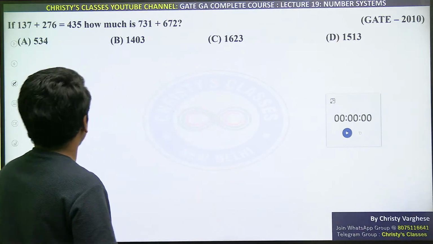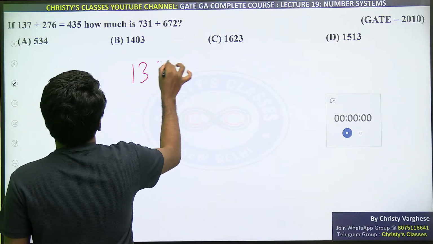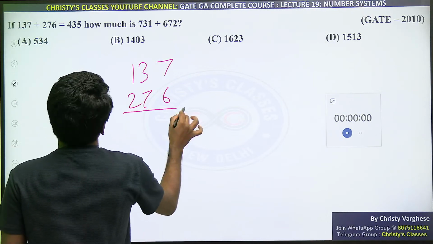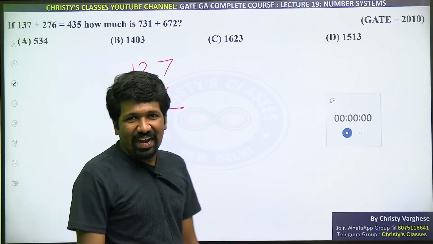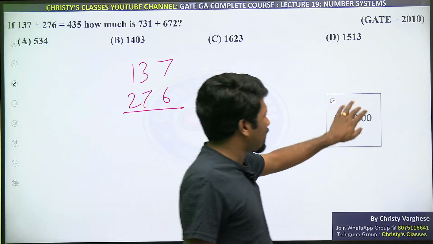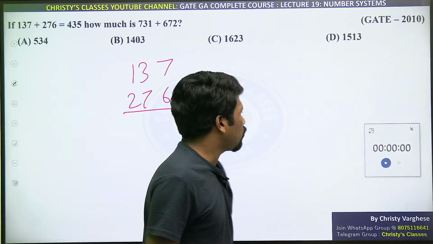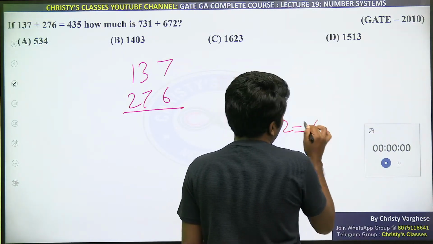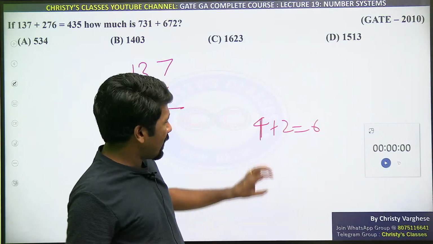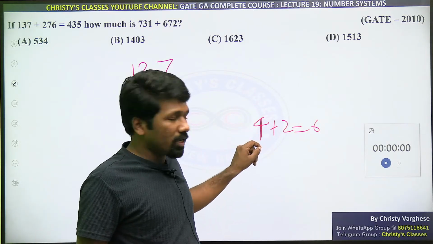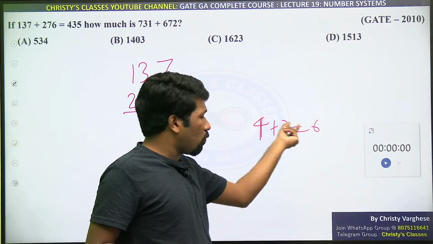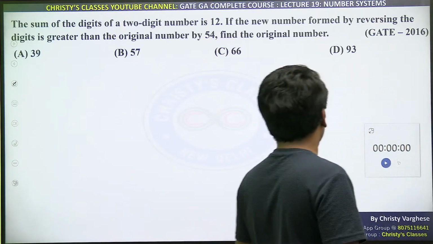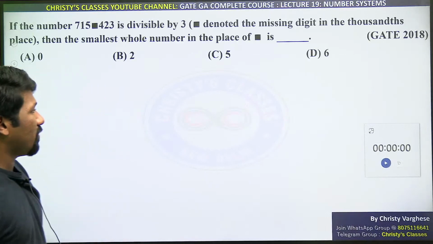Base 8 number system. In base 8 number system, if we add 137 and 276, let us see whether it is coming up to 435. Okay, how to add it? There you should primarily understand what is addition. When you say 4 plus 2 is 6, what is the meaning of 4 plus 2 is 6? In the number system we are considering, the second number from 4 is 6. That is the meaning of addition.